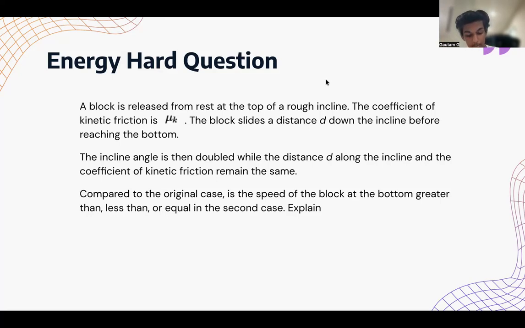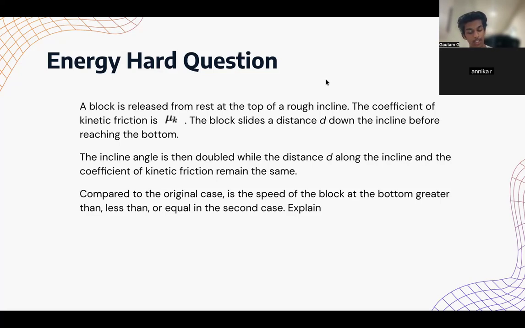A block is released from rest at the top of a rough incline. The coefficient of friction is some variable, right? The block slides a distance d down the incline before reaching the bottom. The incline angle is then doubled while the distance d along the incline and the friction variable remain the same. Which block will have a greater speed at the bottom? Yeah, technically that's one way to say it. Okay, so let's get started.